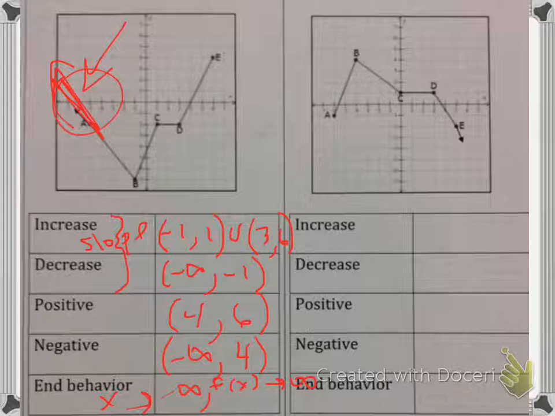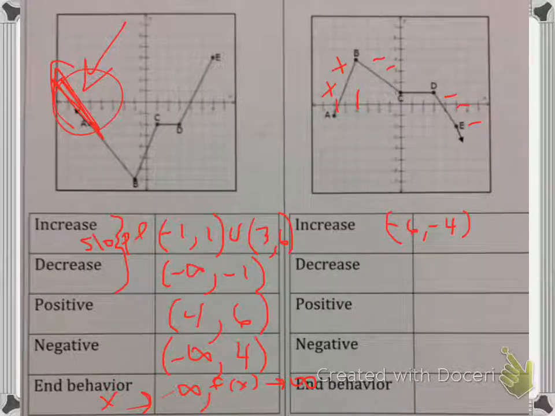All right, same thing on this last problem here. So we're going to do all of those same things again. So increase, decrease, positive, negative, and end behavior. So this is positive slope, negative slope, negative slope. Okay. So when do I have increase? I have it starting at -6 and ending at -4. And that's the only time I have increase.